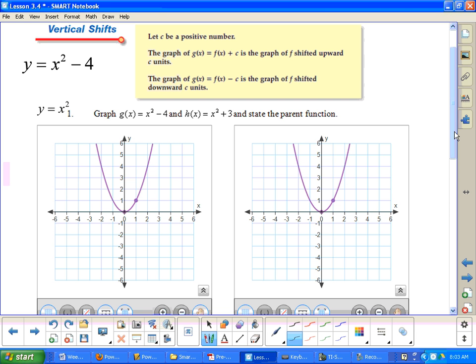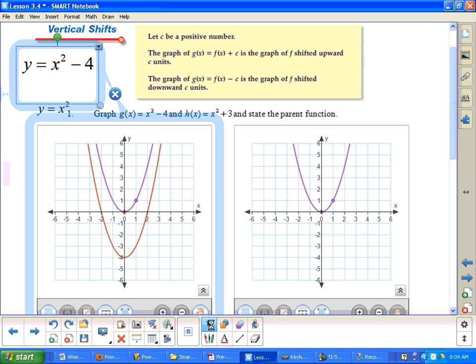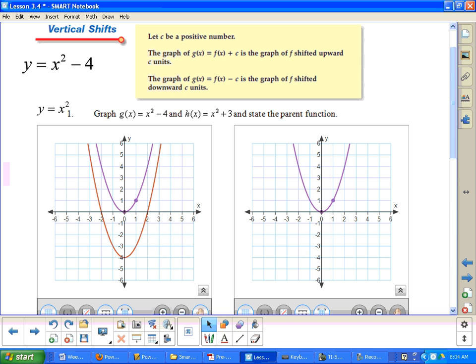So graphing x squared minus 4, all that is what? Moving it down 4. So x squared minus 4 is going down. Sorry. So it would look like this. What did I just do? I put the function up here, and then by putting the function up there, I could just drag it onto my graph.